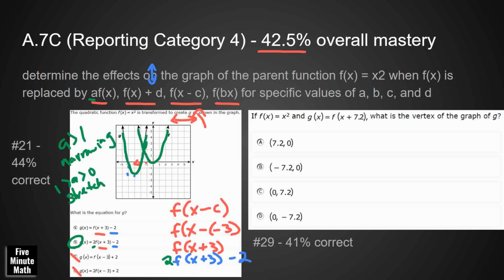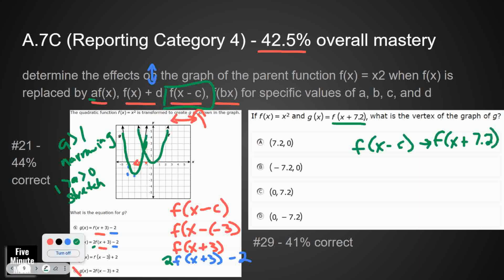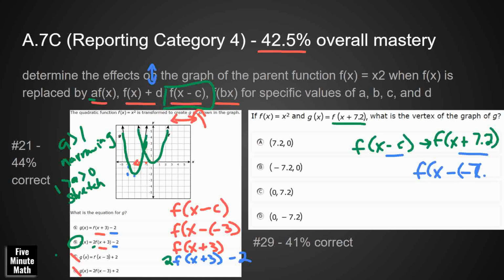Now, number 29 seems like it's a lot more straightforward simply because we only have one transformation, but there's no visual. So we need to know where this lands. This is that f of x minus c. So what this means is I've got f of x minus c has turned into f of x plus 7.2. So what can I do in this plus 7.2 to get it to transform from the minus c? Well, it's that same thing. It's f of x minus negative 7.2.